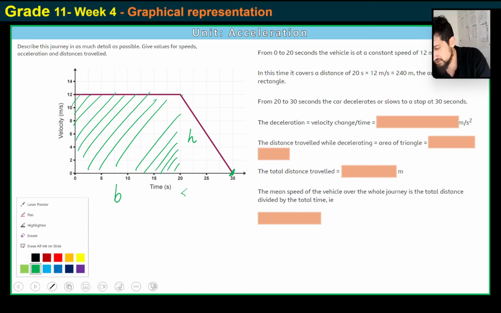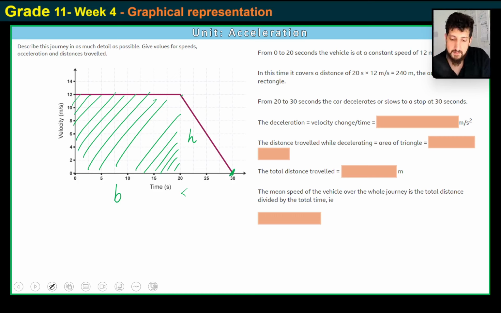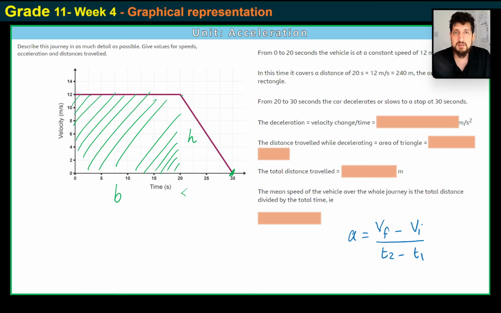Of course, by now you should know that acceleration equals vf, final velocity, minus vi, initial velocity, over change in time, t2 minus t1. Where have you seen this? You've seen this in maths. The gradient equals y2 minus y1 over x2 minus x1. Maths and physics are practically the same.